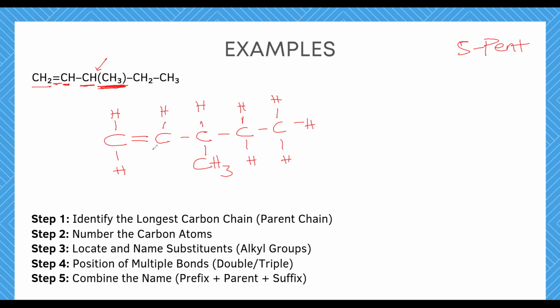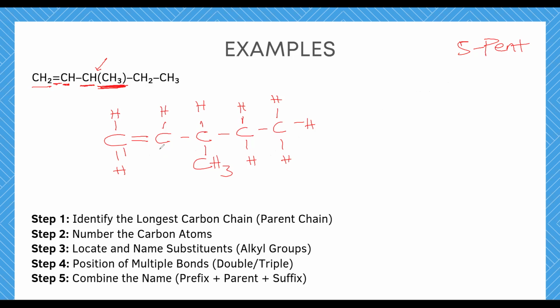Yes, sir. Good. We can start numbering from left to right: one, two, three, four, five. Or we can start numbering from right to left: one, two, three, four, five. Which way are we now going to pick? Between left to right or right to left? Left to right. Thank you very much, because our double bond needs to receive the lowest number possible. So let's number from left to right.